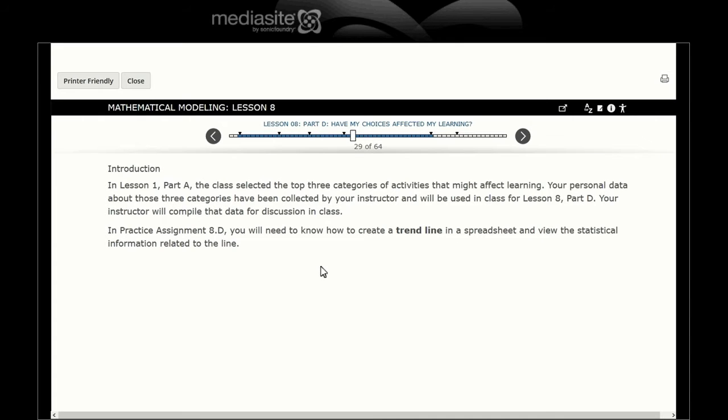Okay, in lesson 1, part A, that's going back a ways, the class selected the top 3 categories of activities that might affect learning. Your personal data about those 3 categories have been collected by your instructor and will be used in a class for lesson 8, part D. Your instructor will compile that data for discussion in class. In practice assignment 8D, you need to know how to create a trend line in a spreadsheet and view the statistical information related to the line. I'll show and emphasize Excel for that one.